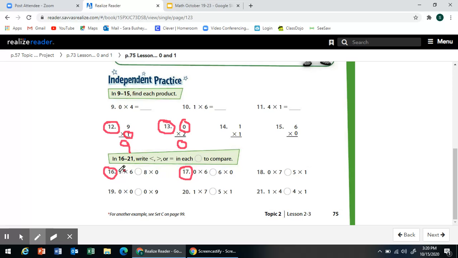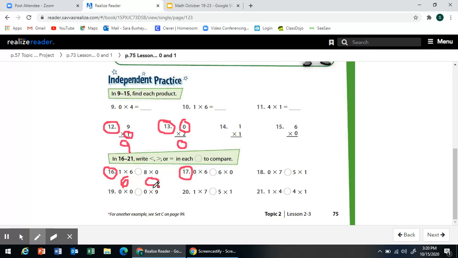Well, you should have said we have to solve them. 1 times 6, one group of 6, or we know our rule, the identity property of multiplication rule. Anytime we're multiplying with 1, the answer is the other factor. So 1 times 6 is 6. We also know that when we're multiplying with 0, the answer is always going to be 0 because you have 8 groups of nothing. 8 times 0 is 0.